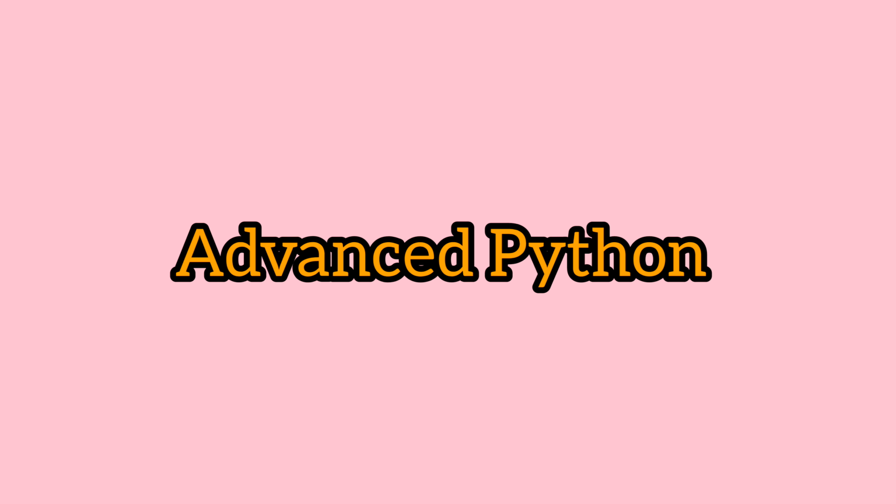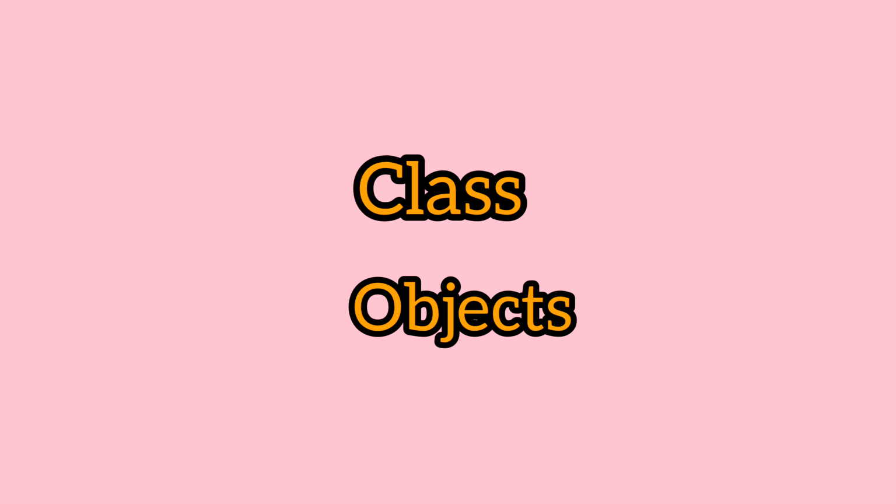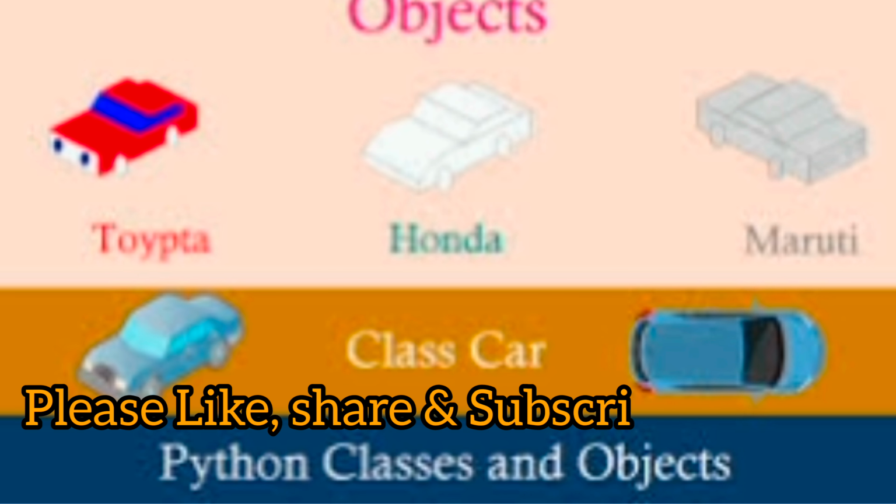From today we will start advanced topics of Python that includes object-oriented programming. Today we will cover classes and objects in Python. So let's get started. A class is a blueprint for creating objects. Classes bundle data and functionality together.